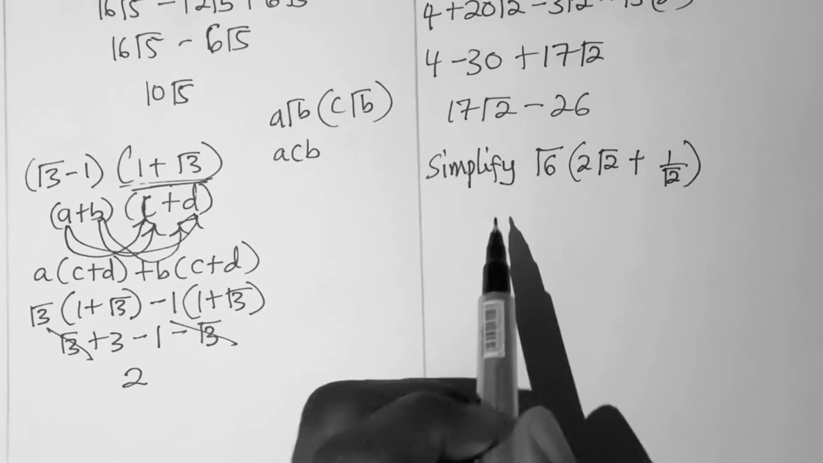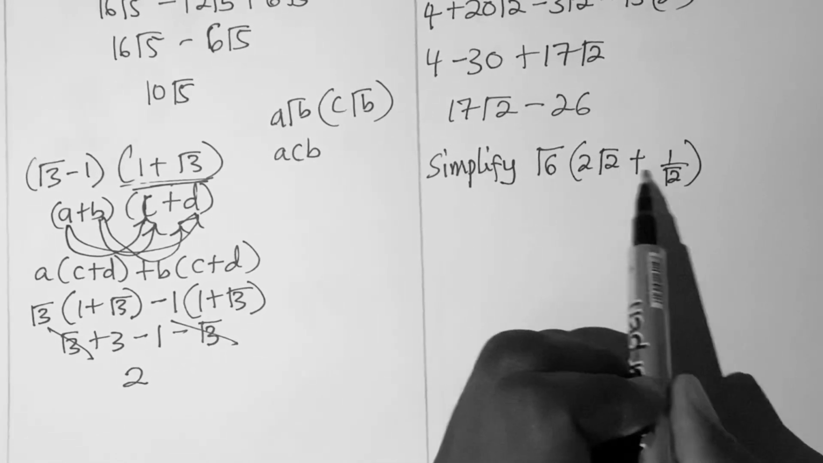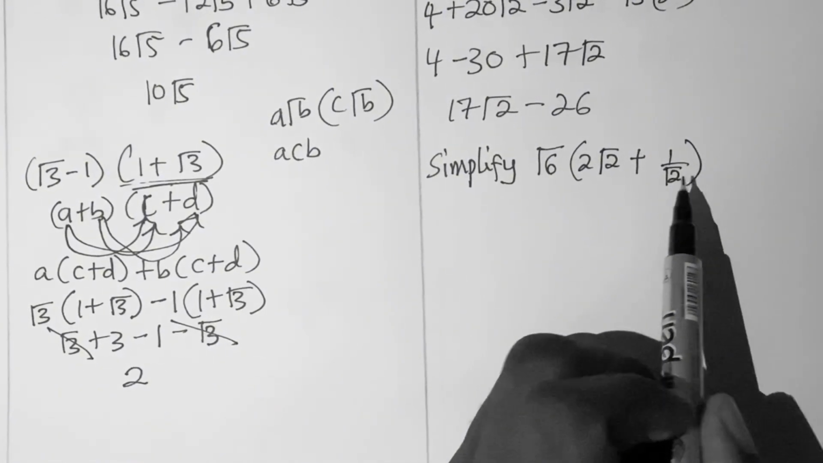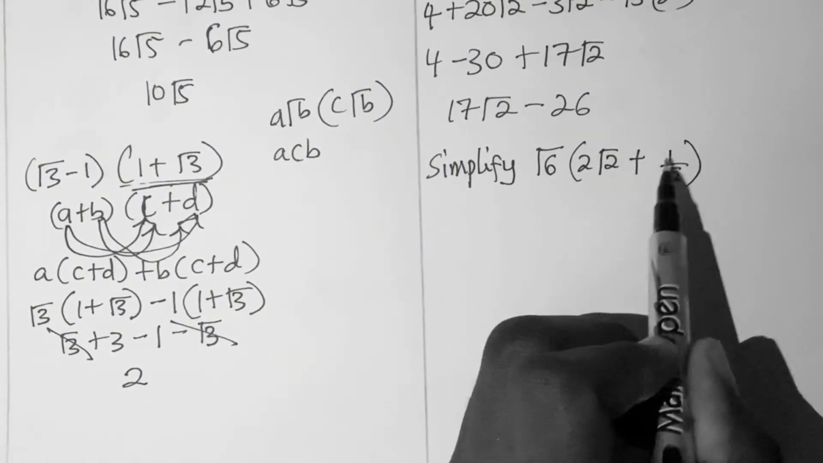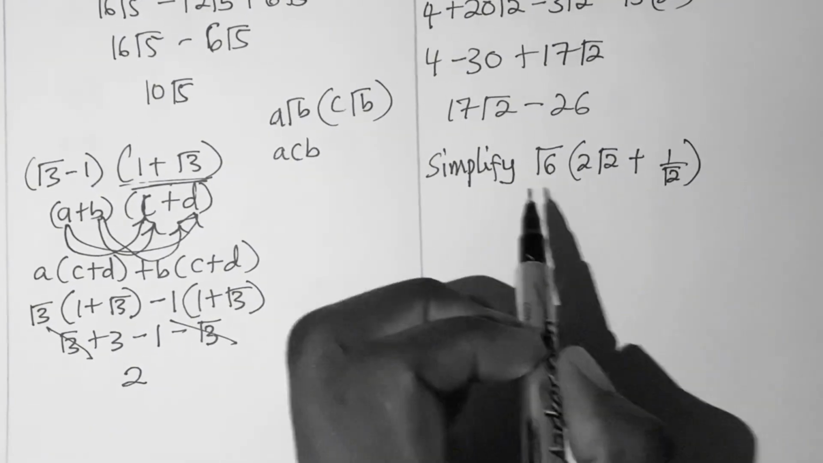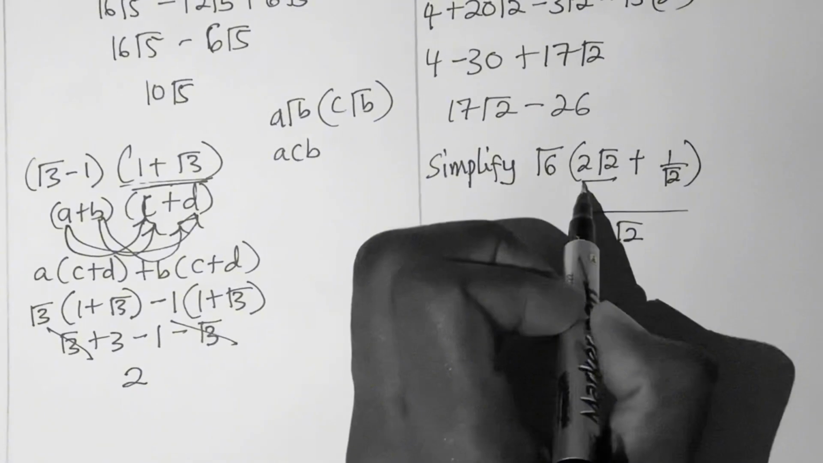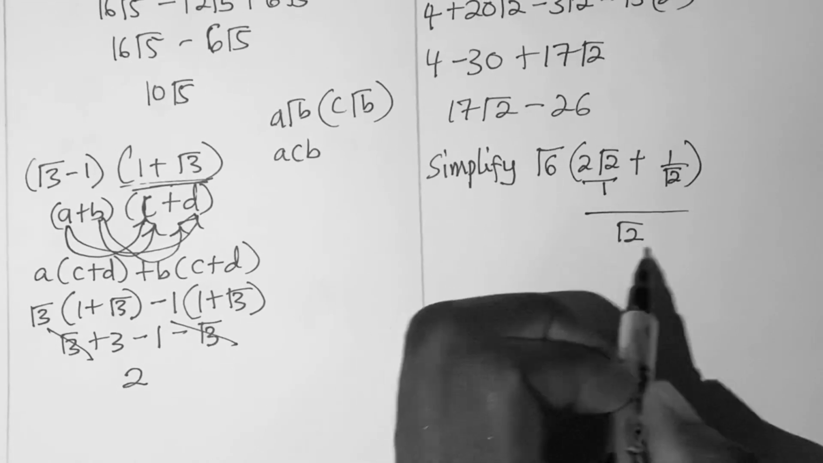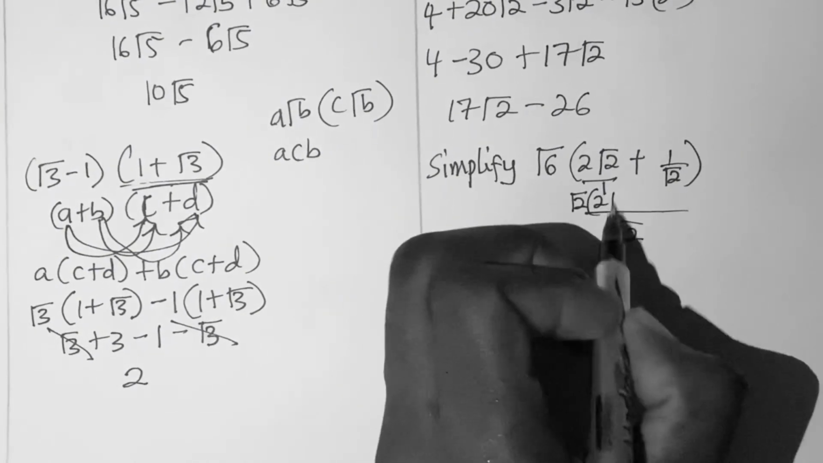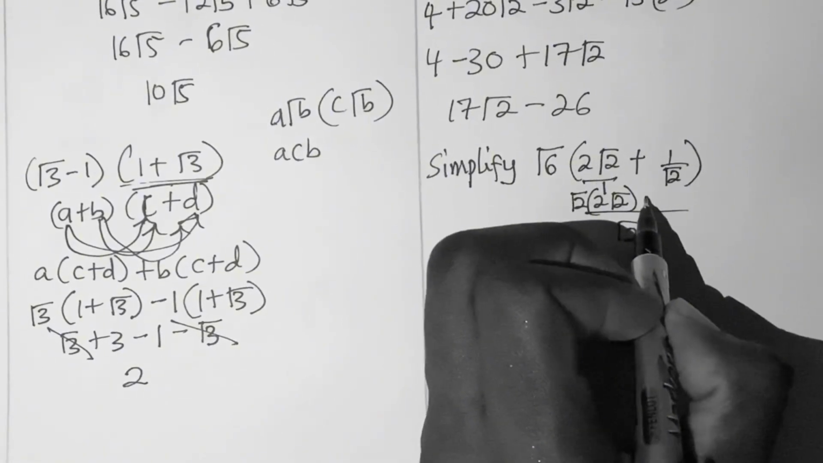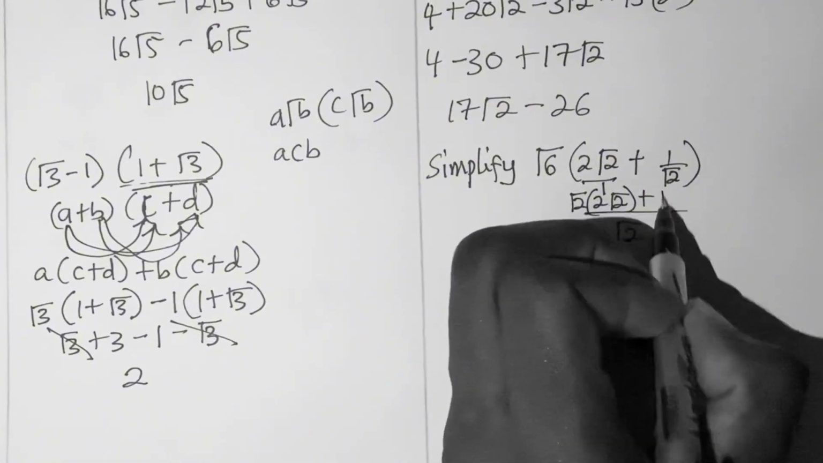So we are supposed to simplify square root of 6 times, into bracket, 2 root 2 plus 1 over root 2. Now, in this case, the prudent thing is that we need to first solve the bracket first. So how do we solve this bracket? Now, the LCM is square root of 2. So this is over 1. So root 2 divided by 1 is root 2. So here becomes root 2 times 2 root 2. And then plus. Now, root 2 divided by root 2 is 1. 1 times 1 is 1.